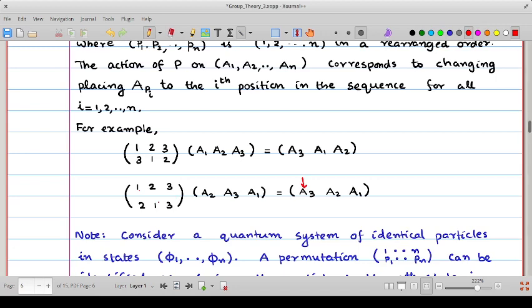And similarly, the object in the first position will be taken and placed in the second position. So, this one in the first position will be placed in the second position. Now, the object in the third position is placed in the third position. So, nothing changes for that object. So, A1 remains where it is.